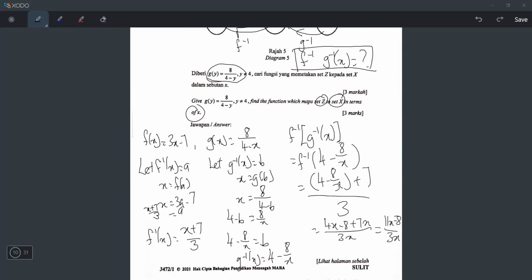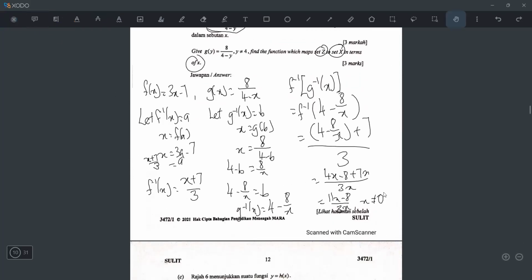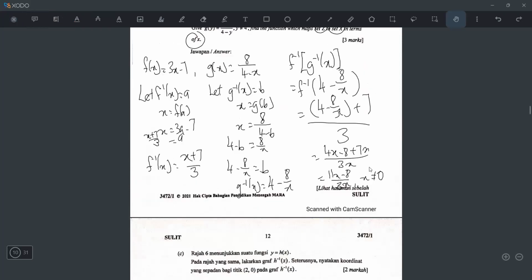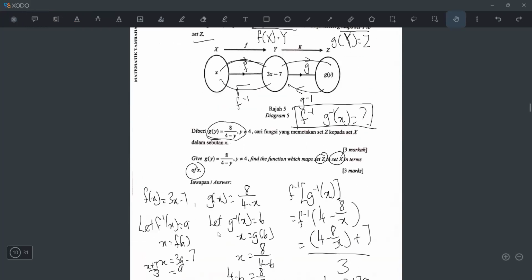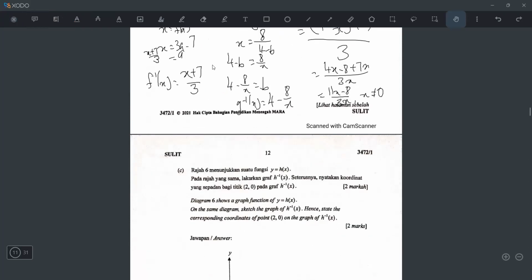So it's done, this is the answer. Let's write it down here, because there will be an undefined case. That's why I have to write down 11x minus 8 over 3x. You have to write x cannot equal 0, because when the denominator has x, you have to write this beside it. How to get this is usually just take the denominator equal 0. So done.